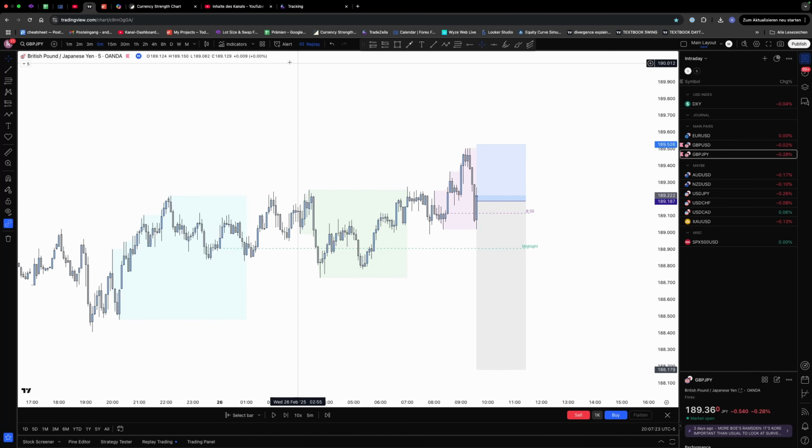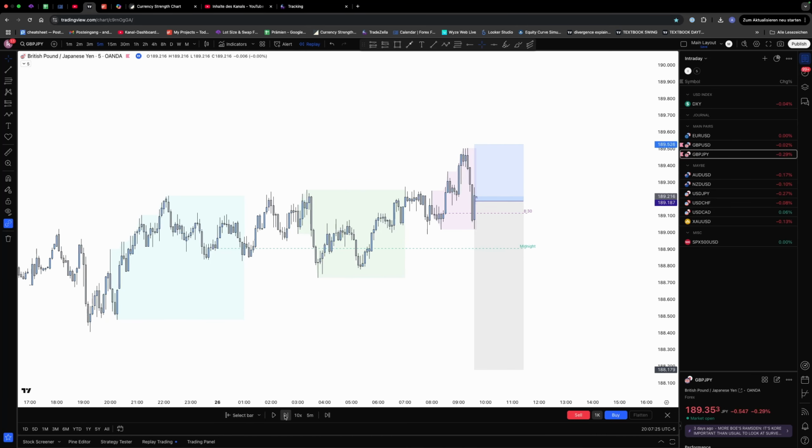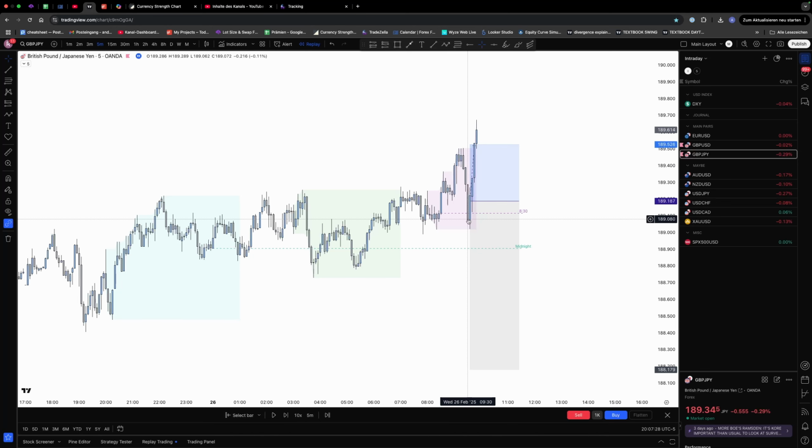But this is the trick, you know. This is where I went wrong. One leg should never be the reason you enter.